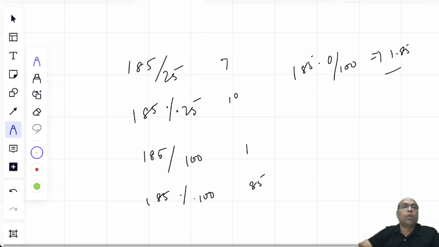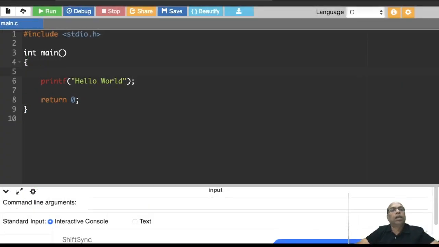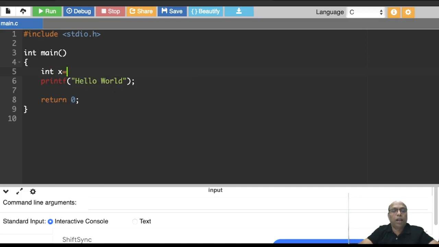Yeah. So let us apply this in a program. How we have to use it in a program, let us see here. Let's solve a simple problem. I have a number right now. Integer x is, let's say in this case, 25.